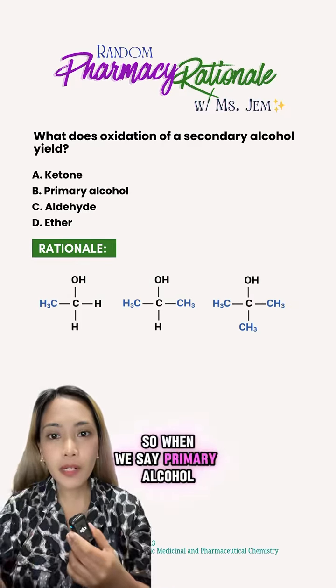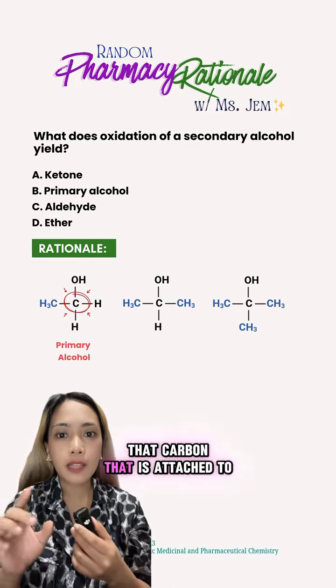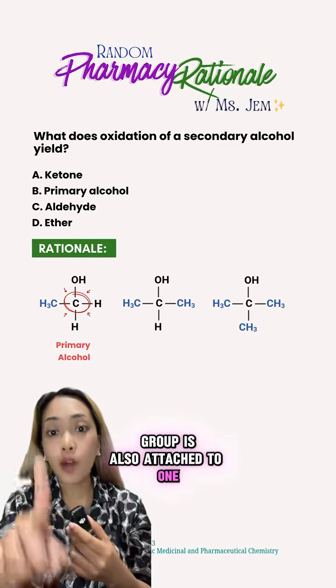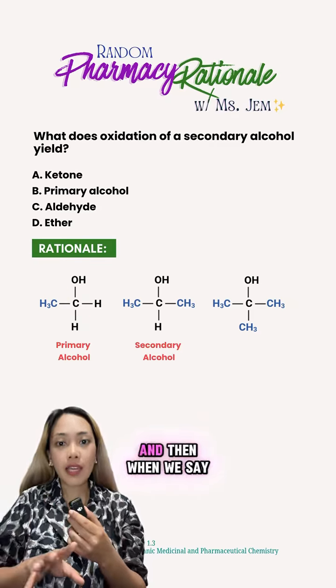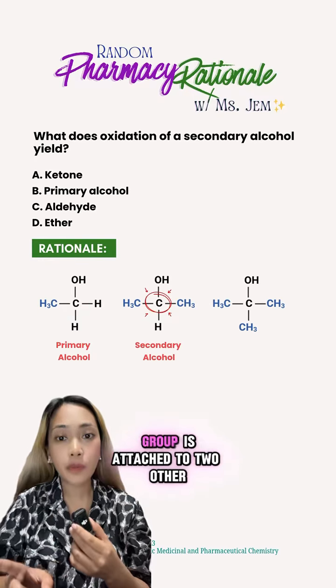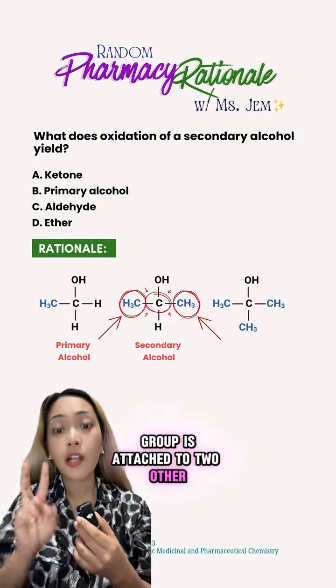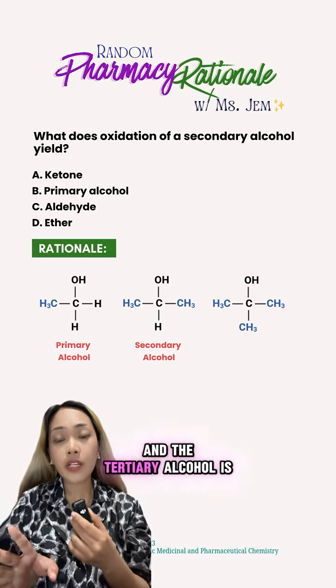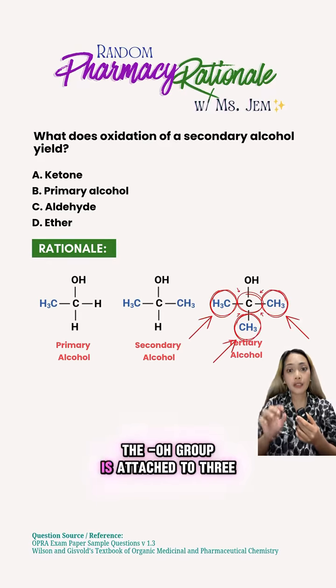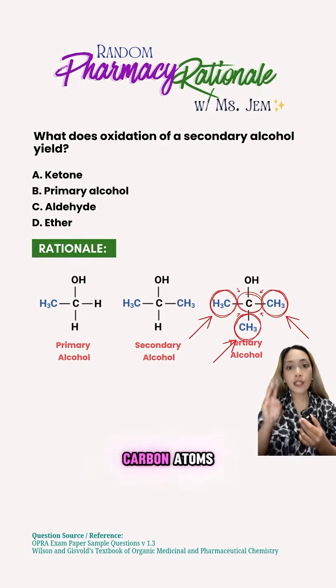So when we say primary alcohol, the carbon that is attached to the OH group is also attached to one carbon atom. And when we say secondary alcohol, the carbon that contains the OH group is attached to two other carbon atoms. And in a tertiary alcohol, the carbon with the OH group is attached to three carbon atoms.